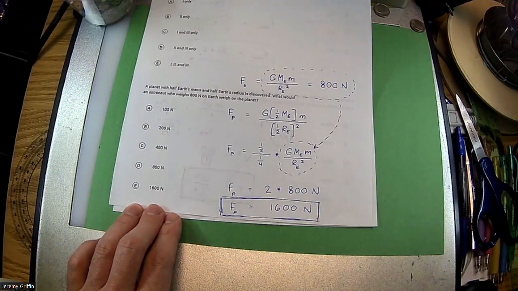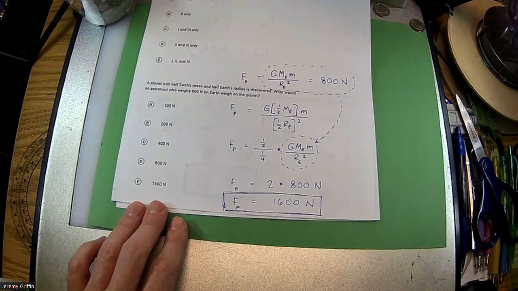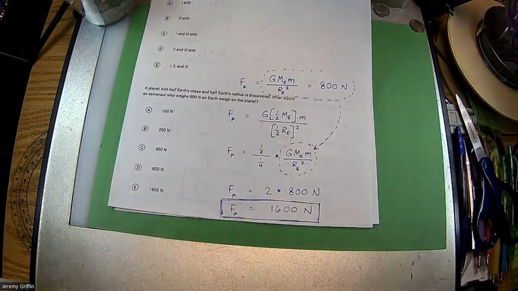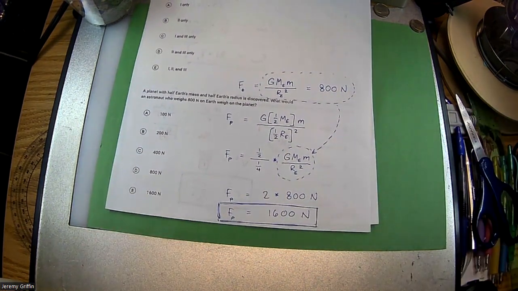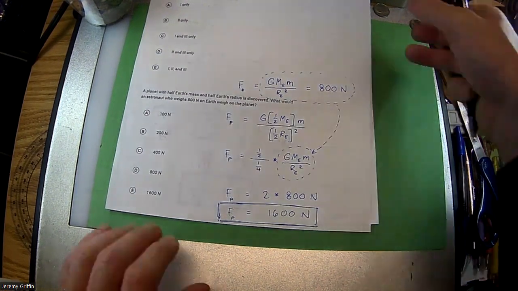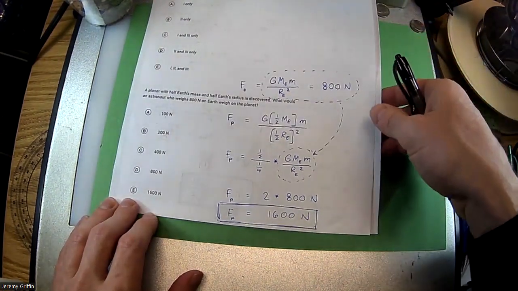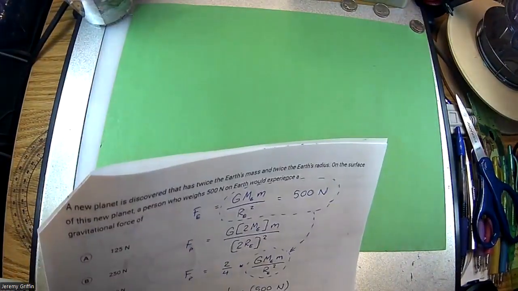Okay. You guys got that in your notes? Get your notes. 1600 newtons, this guy weighs on this tiny lead planet. Guys good with the tiny lead planet? Yeah. All right, next one.